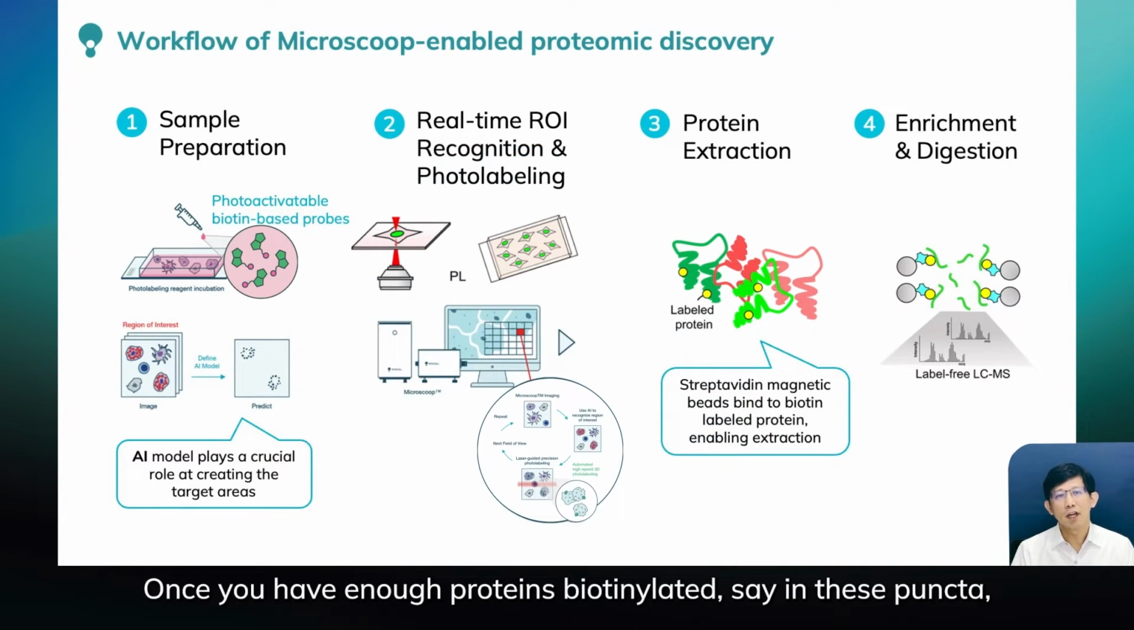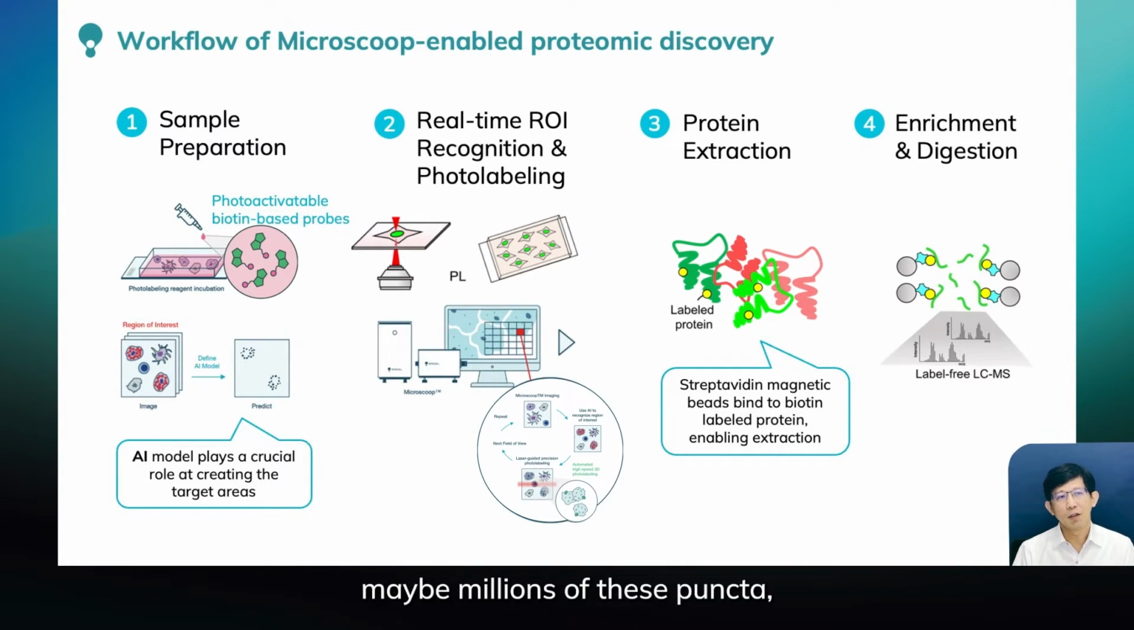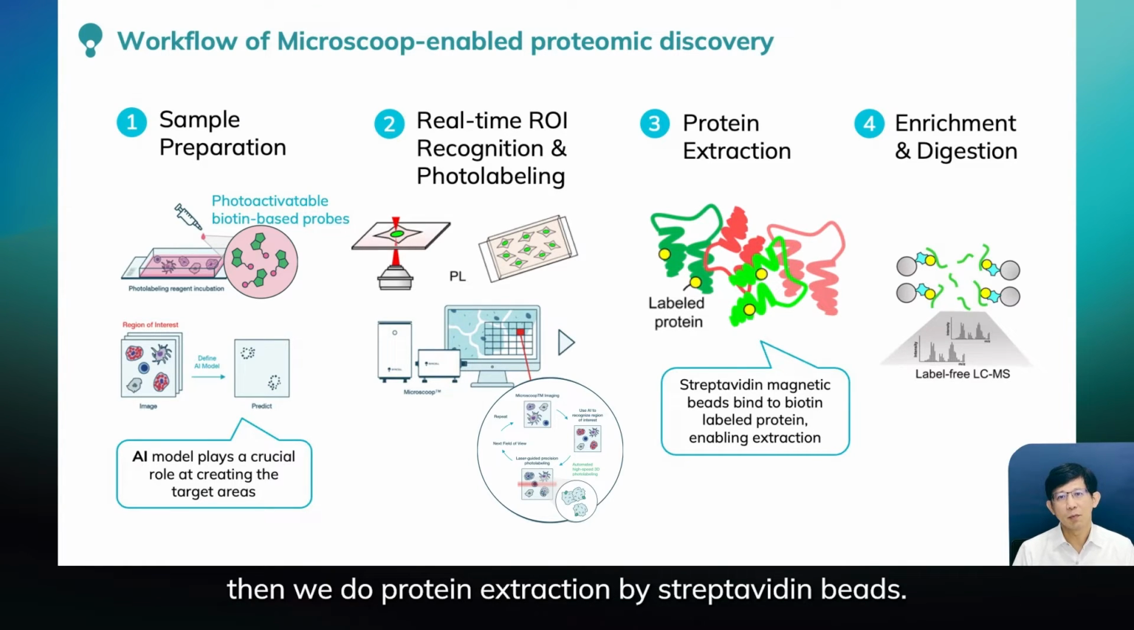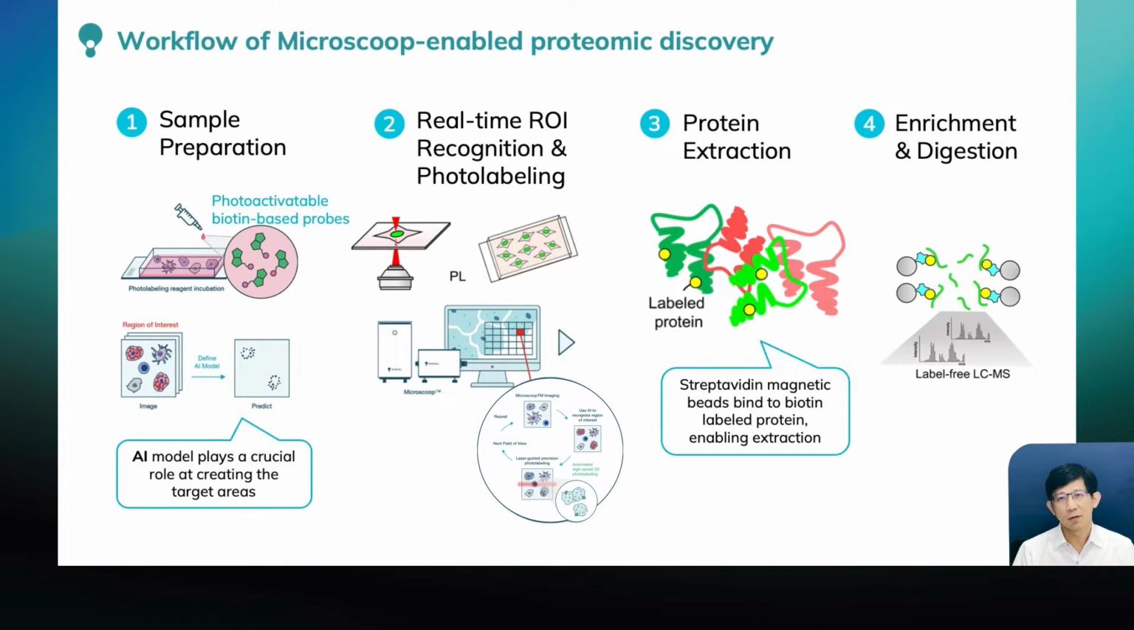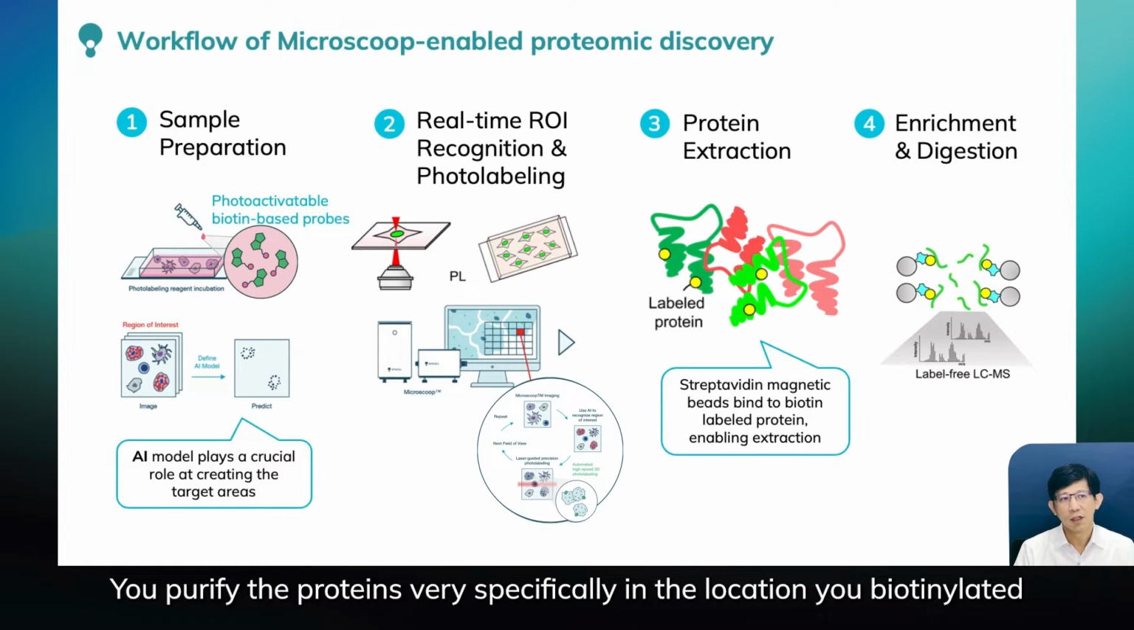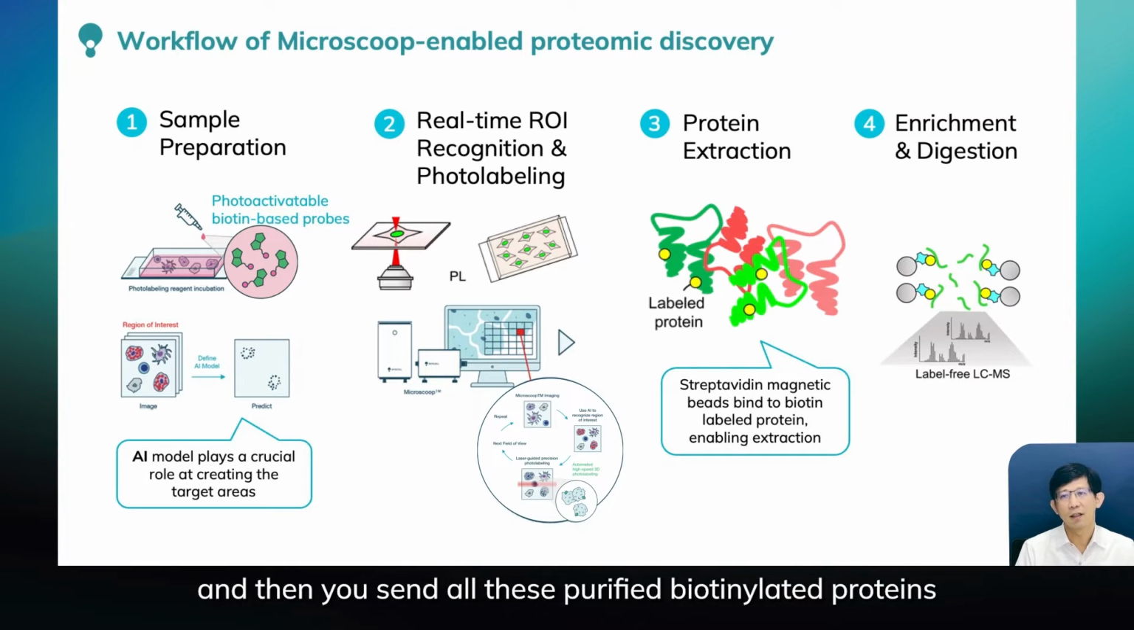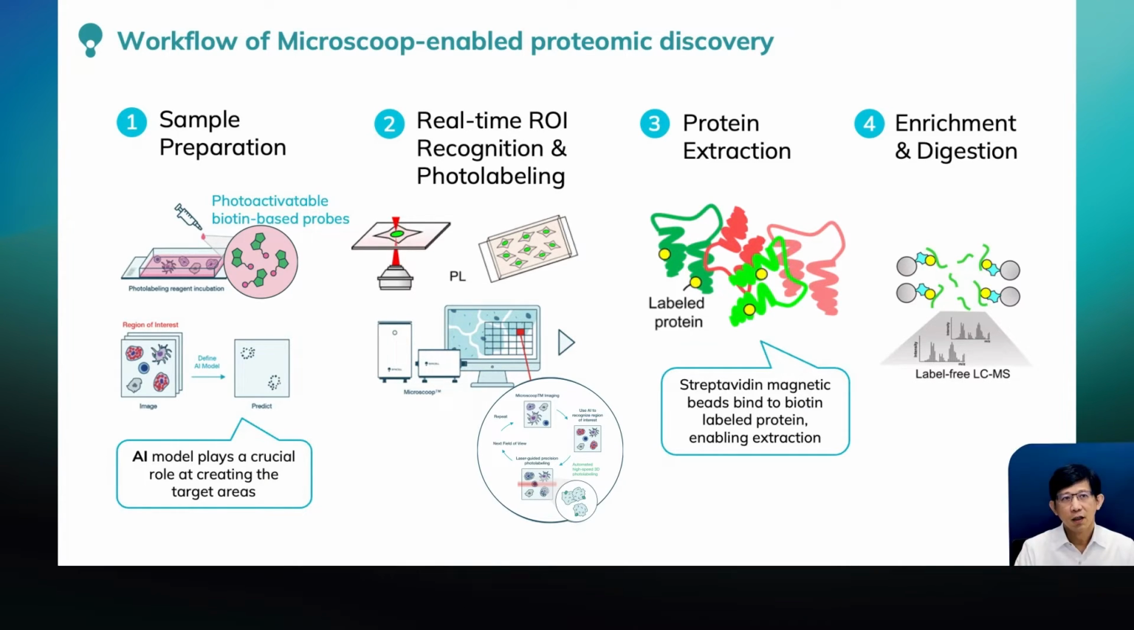So once you have enough protein biotinylated, say in this compartment, maybe millions of these compartments, then we do protein extraction by streptavidin beads, and then you have the spatial purification, right? You purify the protein, very specific to the location you biotinylated, and then you send all these purified biotinylated proteins into the mass spec to determine what they are.